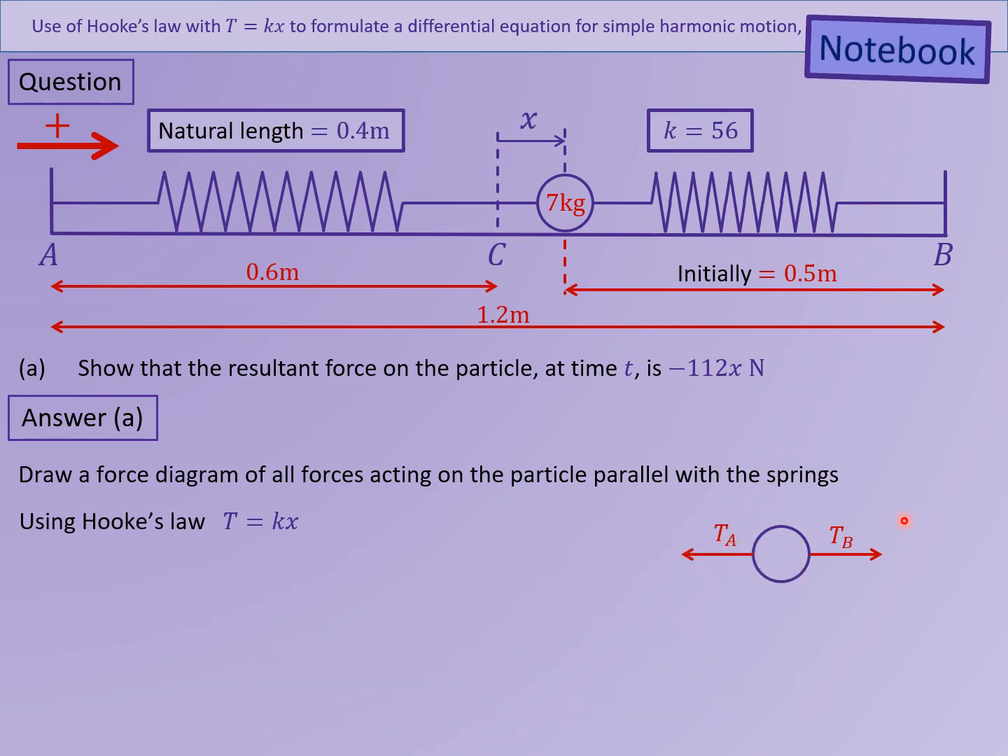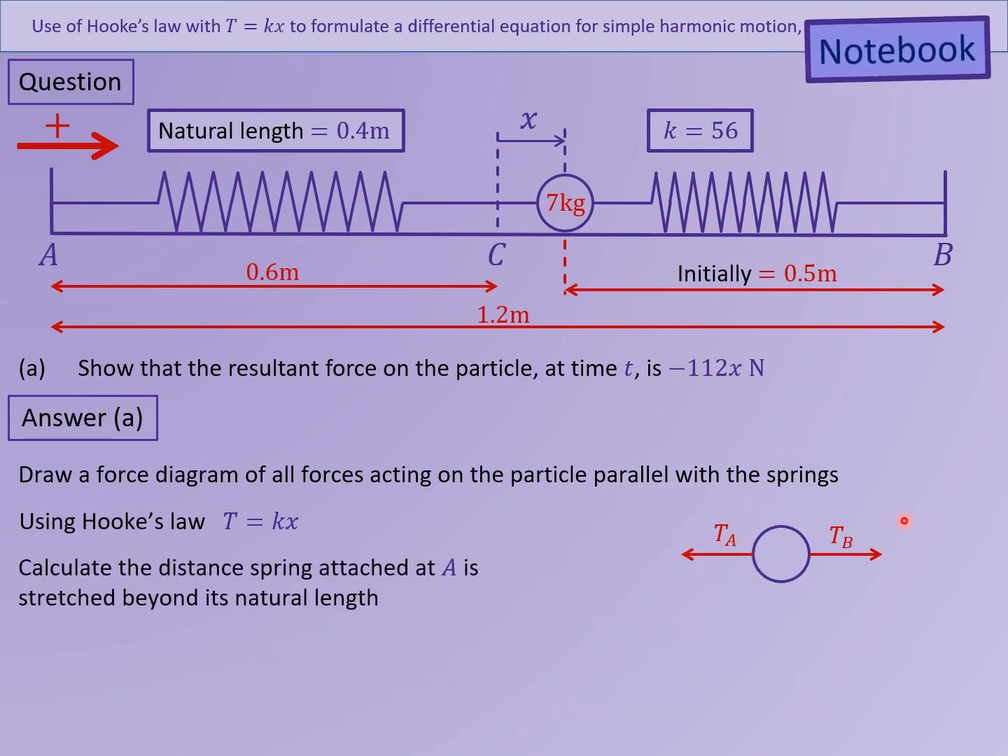Okay, let's get rid of that. Let's just have a go at working these two bits out then. So we can calculate the distance the spring attached to A is stretched beyond its natural length. We can see that it's got 0.6. This would be 0.6 as well, and it's got 0.1 just here. So really, A is stretched to 0.7.